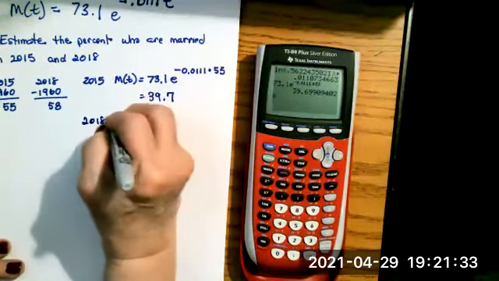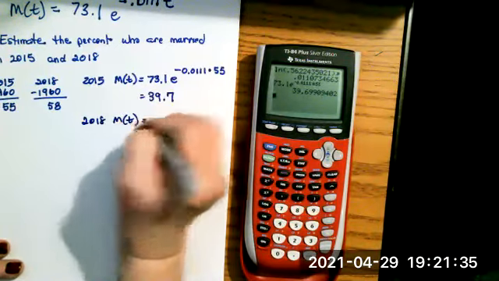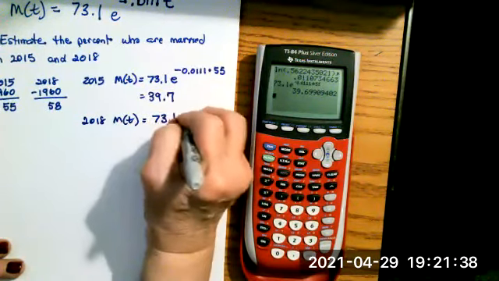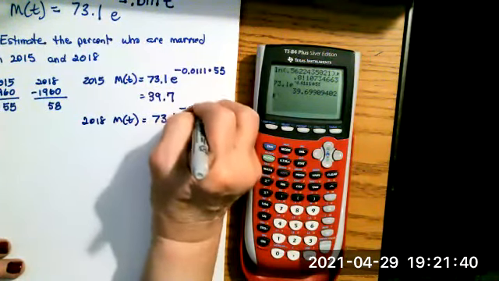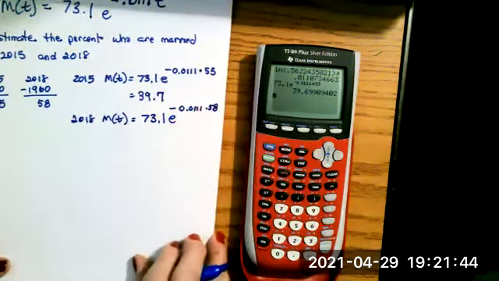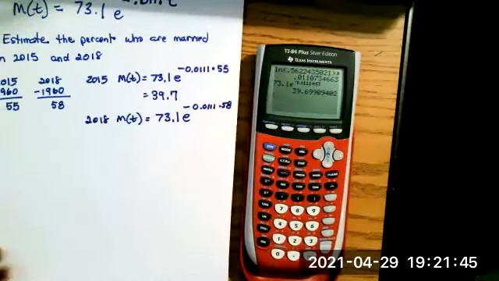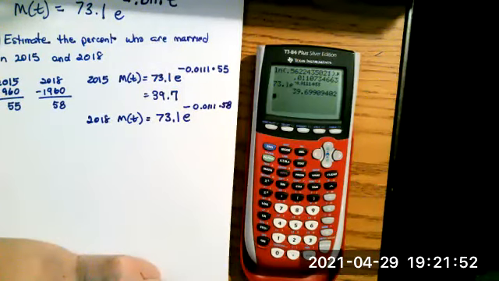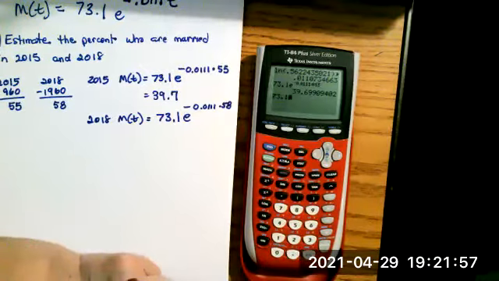Then in 2018, I do the same thing: 73.1 e to the negative 0.0111. I didn't get that. Mine says error. Yours says error? I don't know what I did wrong. Hmm. Yeah, I got an error. I couldn't even solve it. Okay, do it with me. That's really weird. 73.1.